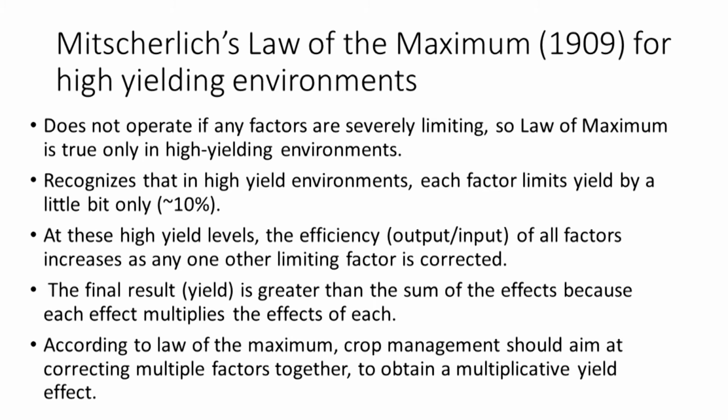But what Mitscherlich's law of the maximum says is that at very high yield levels, the efficiency of all factors that go into crop production is going to increase as any other one limiting factor is corrected. And what that means is the final result, or yield, is greater than the sum of the effects, because each effect multiplies the effect of every other factor. And I'm going to give an example that explains what I'm talking about. But according to this law of the maximum, crop management should aim at correcting multiple factors together to obtain a multiplicative yield effect.